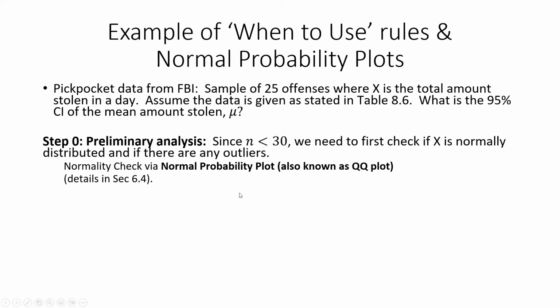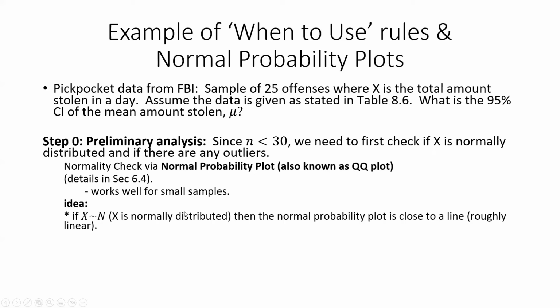And we skipped over this. The book covers this in section 6.4, so if you want to look into it or read about it in more depth, you can go there. This is a procedure that works well for small samples. And the big idea behind it is that if X is normally distributed, then the normal probability plot, and we're going to talk about how to construct it, is going to be close to a line. The terminology that is used is that it's roughly linear.